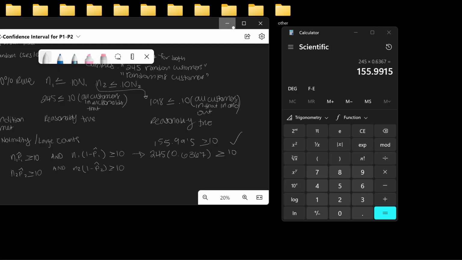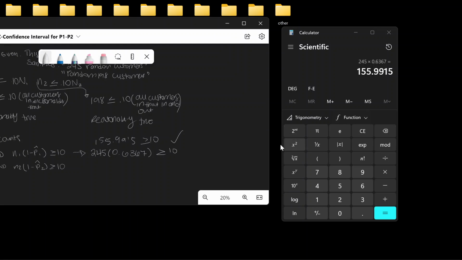And then the second condition is N1 times one minus 0.6367, so that's 245 times one minus 0.6367, and that is 89.0085, which is greater than or equal to 10. So this condition is met. Perfect for the first sample.